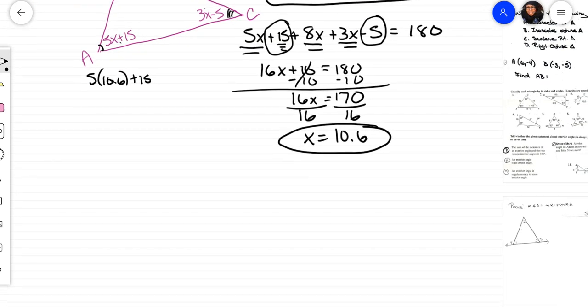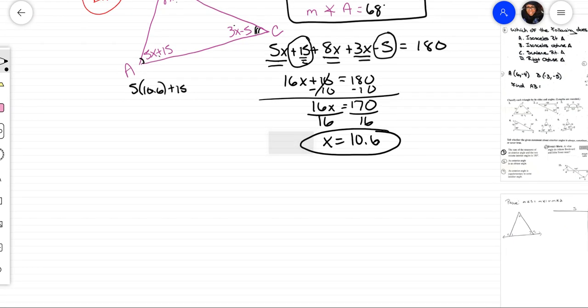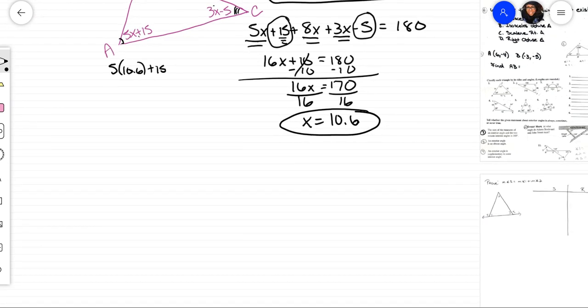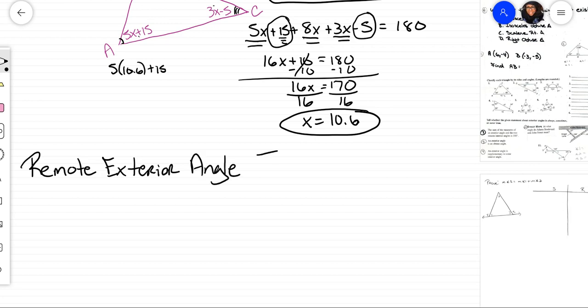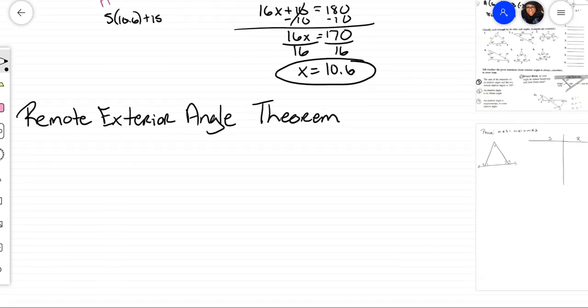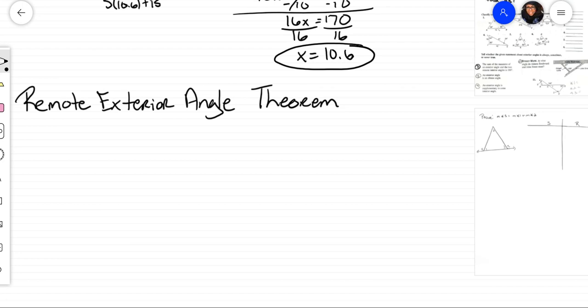All right, so the last thing I wanted to give you guys a little bit of notes on, and this is also covered in our packet, is the remote exterior angle theorem. Remote exterior angle theorem. And what this theorem says is the following.